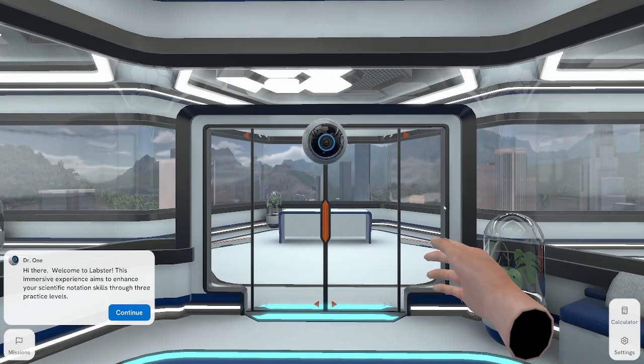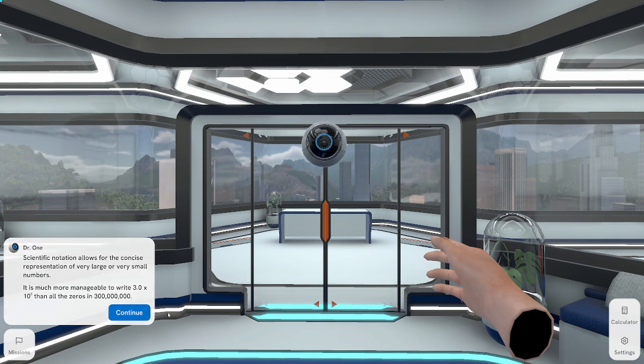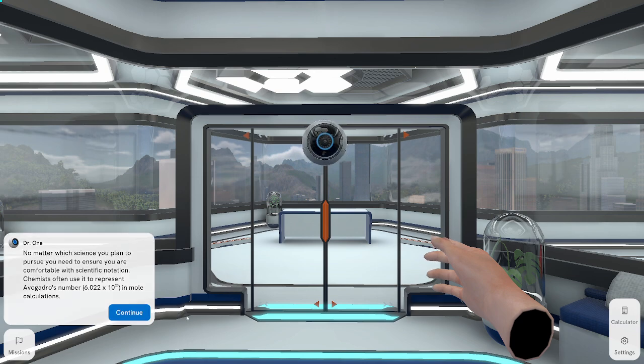This immersive experience aims to enhance your scientific notation skills through 3 practice levels. Scientific notation allows for the concise representation of very large or very small numbers. It is much more manageable to write 3.0 times 10 to the power 8 than all the zeros in 300 million. No matter which science you plan to pursue, you need to ensure you are comfortable with scientific notation.